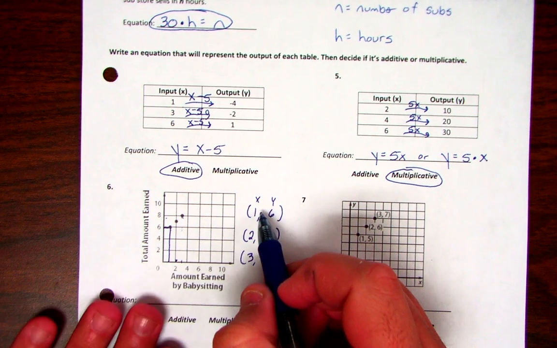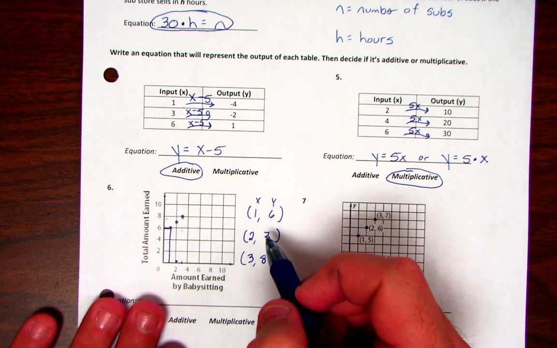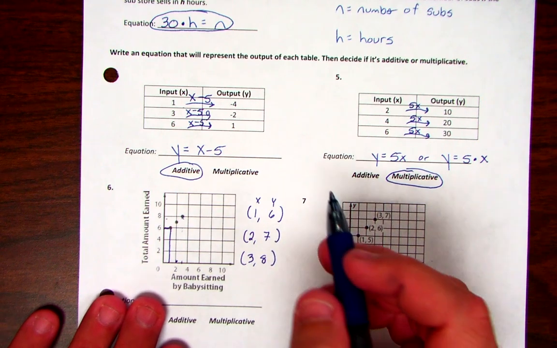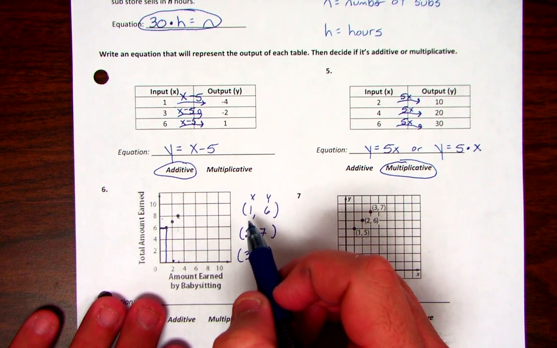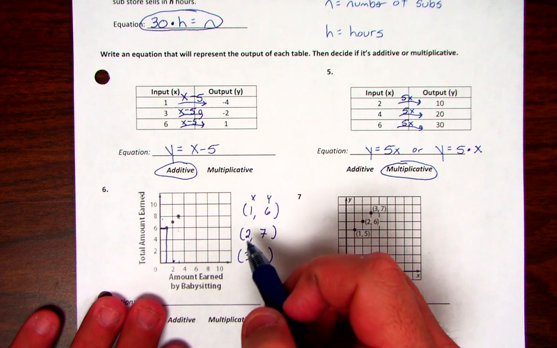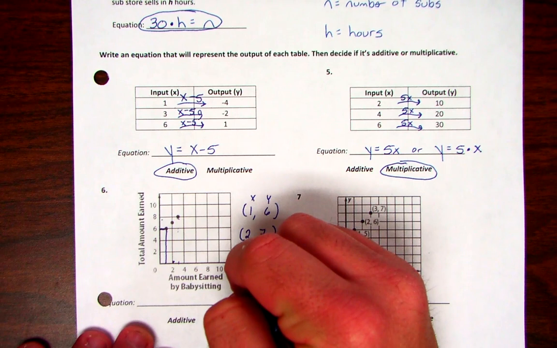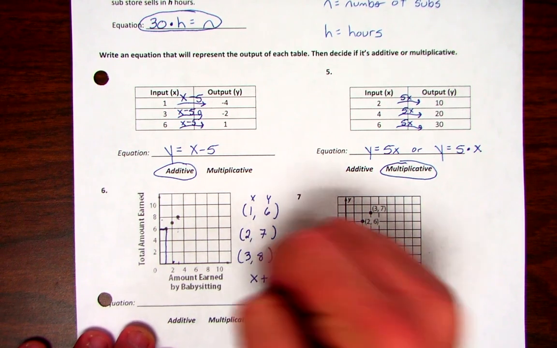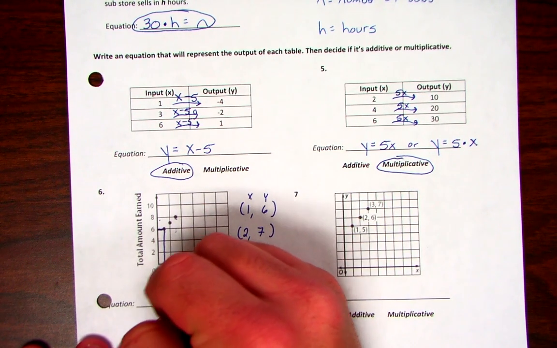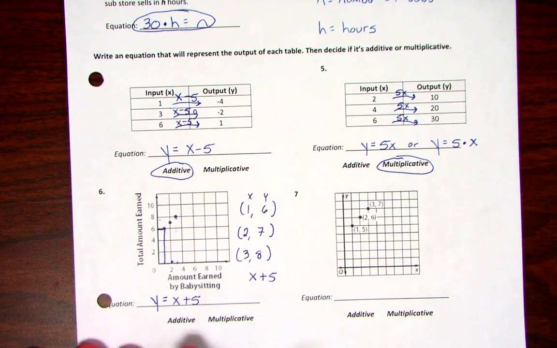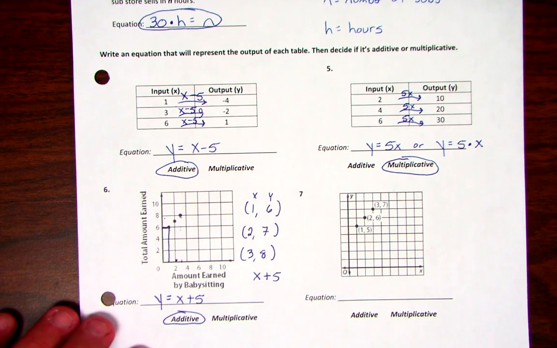Well, to get from 1 to 6, some of you are going to say times 6. Okay. Well, 2 times 6 is 7? No, that doesn't work. What else could you do? Well, couldn't you add 5? Well, 1 plus 5 is 6. 2 plus 5 is 7. 3 plus 5 is 8. So that is correct. You are taking your x value and you are adding 5 to it. So that's your equation. Y equals x plus 5. Now, since we are adding, that is additive.